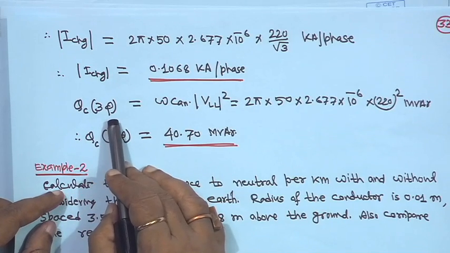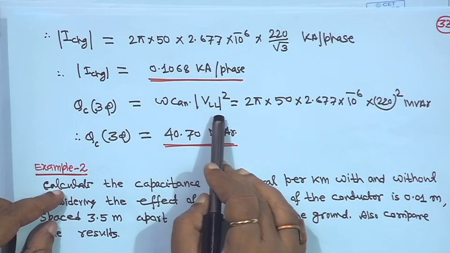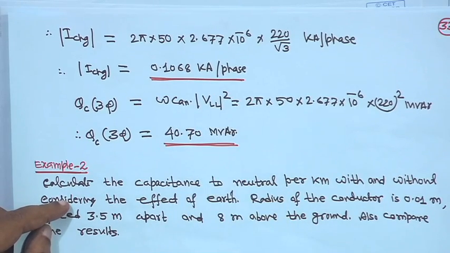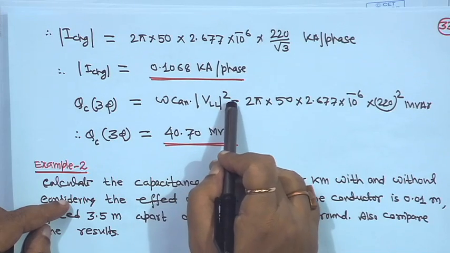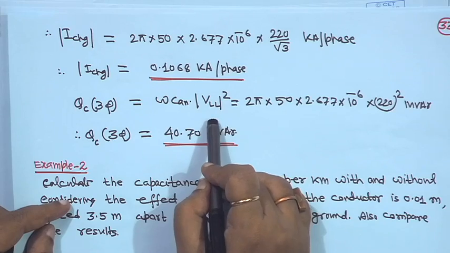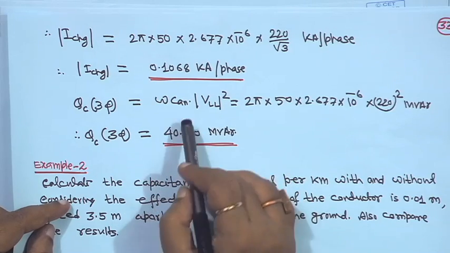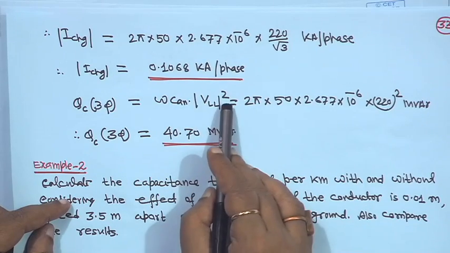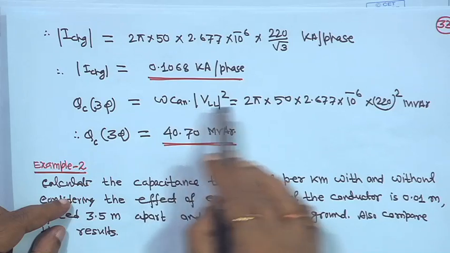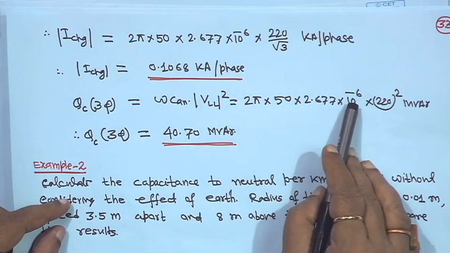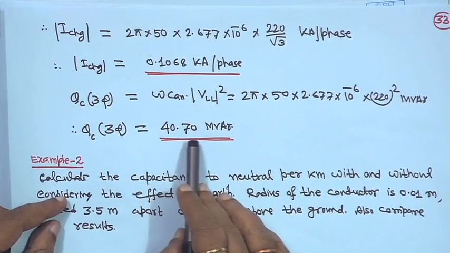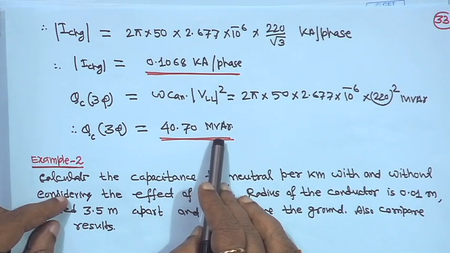Now, QC three phase is equal to omega Cn into V line to line square. Basically, in general it is V square upon XC, where XC is equal to 1 upon omega C. So here also it is equal to V line to line square by XCN, and 1 upon omega Cn goes to the numerator. So omega Cn into VLL square, substitute omega as 2 pi f, Cn as 2.677 into 10 to the power minus 6, and VLL is 220, whole square, in megavar. This is actually 40.70 megavar. So this much var is injected.